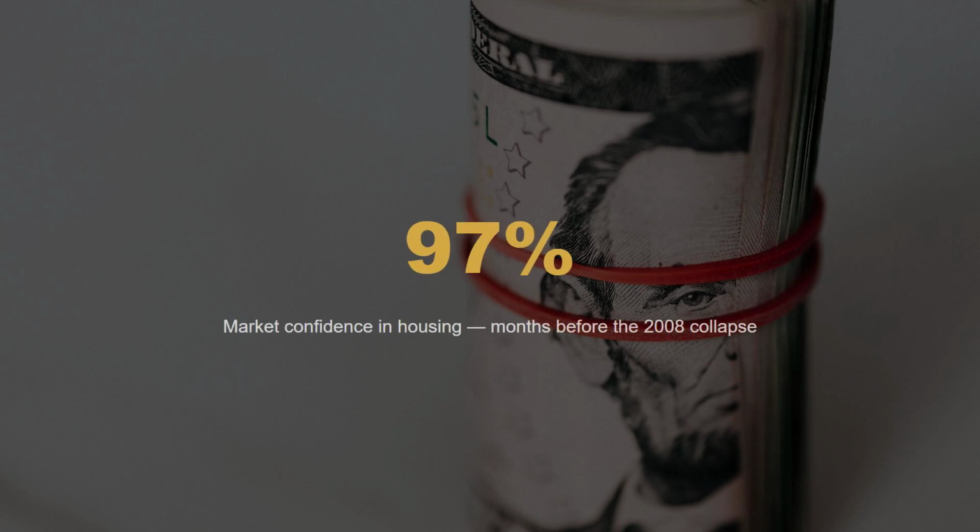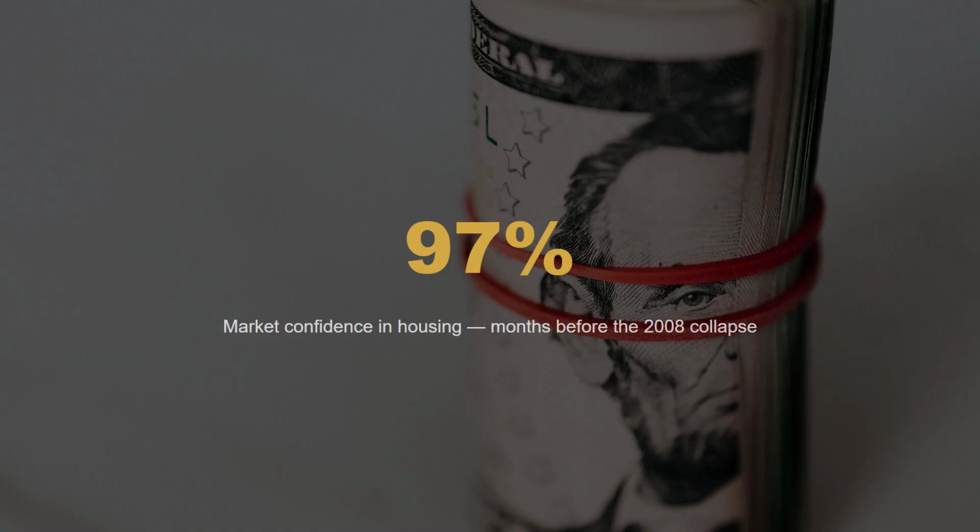97%. That was the market's confidence that the 2008 housing market would hold. Credit default swap pricing implied a mere 3% probability of a systemic collapse. One bank disagreed. They updated their probability estimate using new data on subprime default rates. Their revised estimate? Now, 40%.